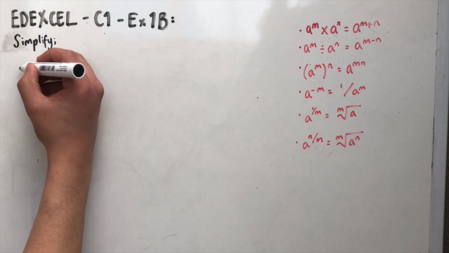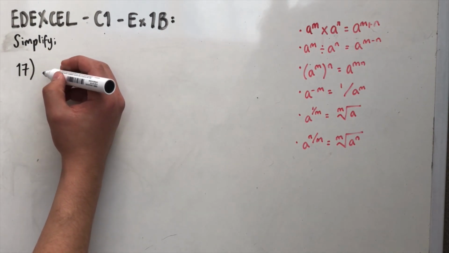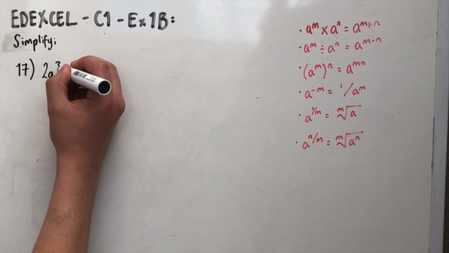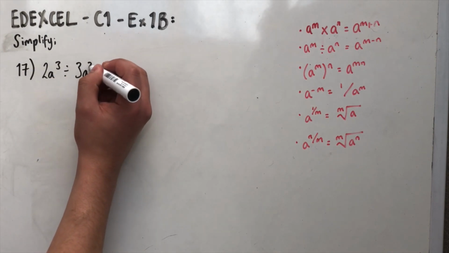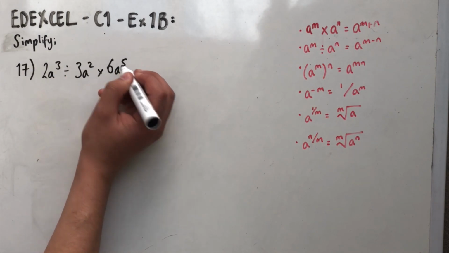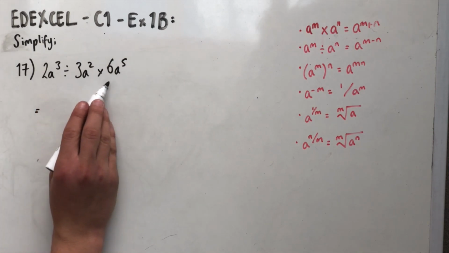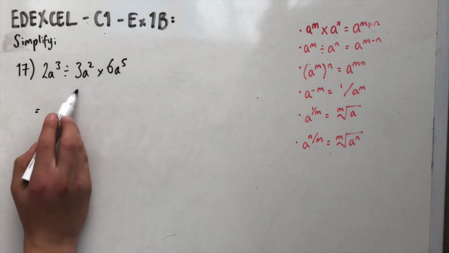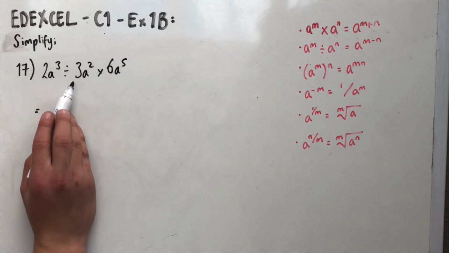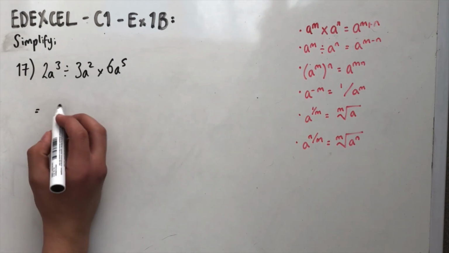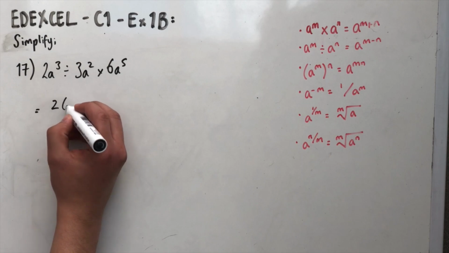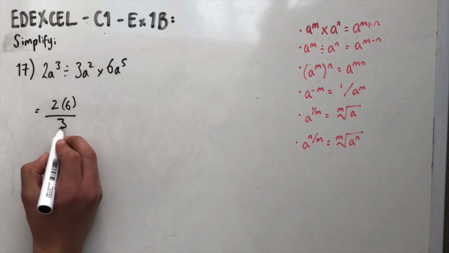Question 17, we have 2a cubed divided by 3a squared times 6a to the power of 5. Now, much like question 14, we have 3 sections in this, and you can do it whichever way you want. I'm just going to do them all together again just to show you that you can do it. So we'll write it as 2 times 6 all divided by 3. That gets rid of the numbers side.